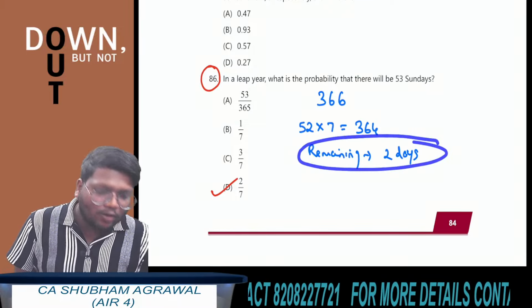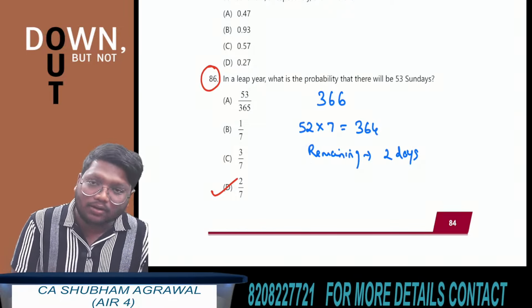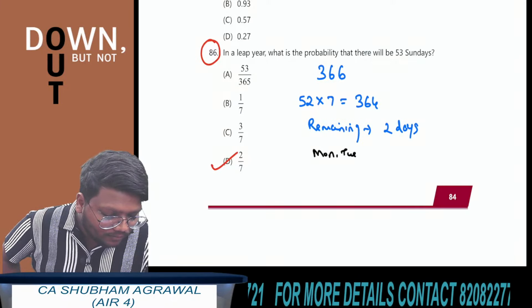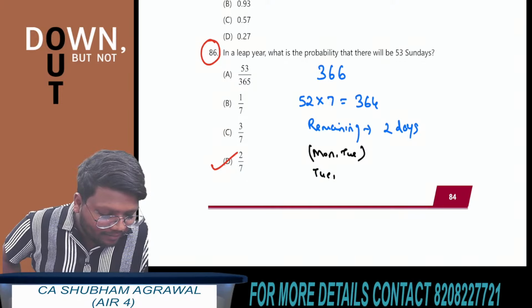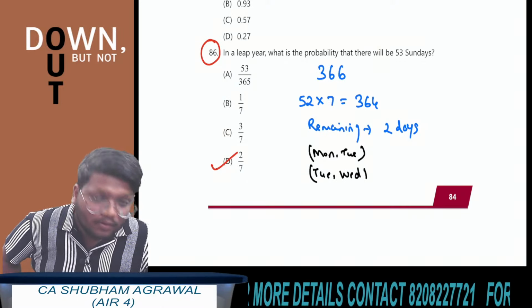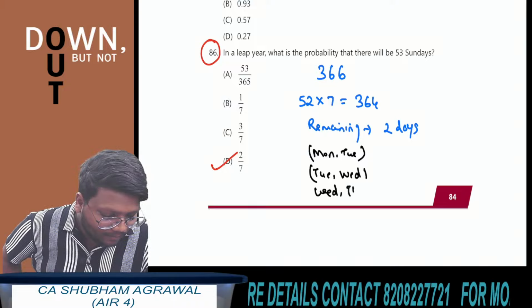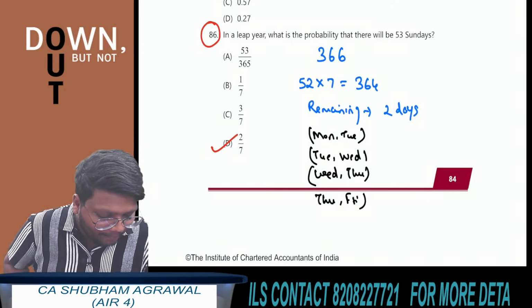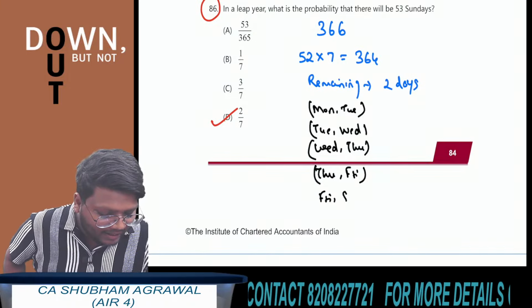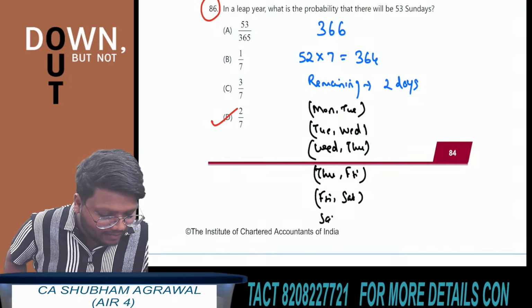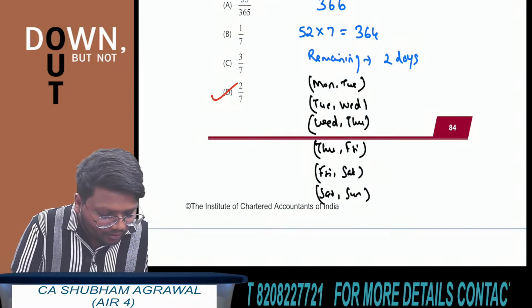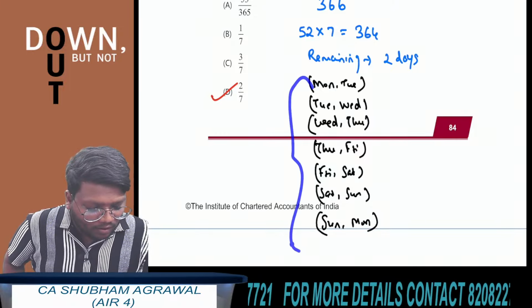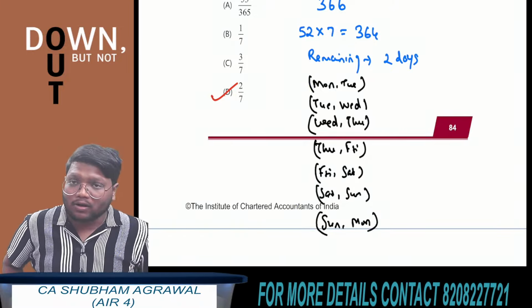Now in these remaining 2 days, what can be the possible outcomes? Let's say Monday, Tuesday, or Tuesday, Wednesday, or Wednesday, Thursday, or Thursday, Friday, or Friday, Saturday, or Saturday, Sunday, or Sunday, Monday. Total number of outcomes are what? 7. Total number of outcomes are 7.